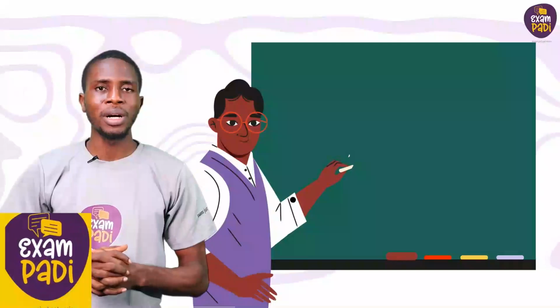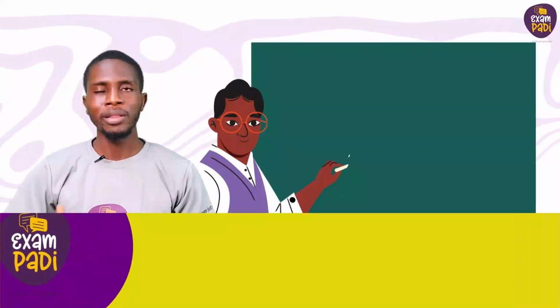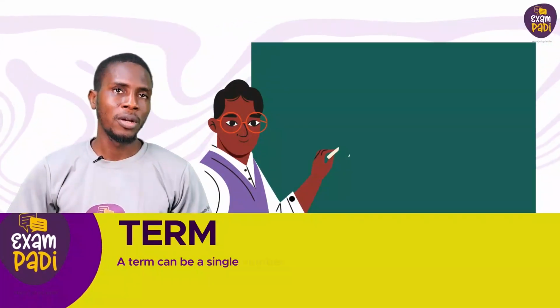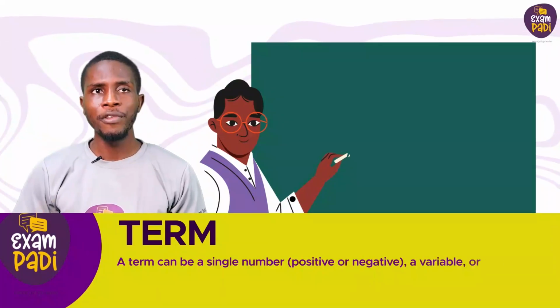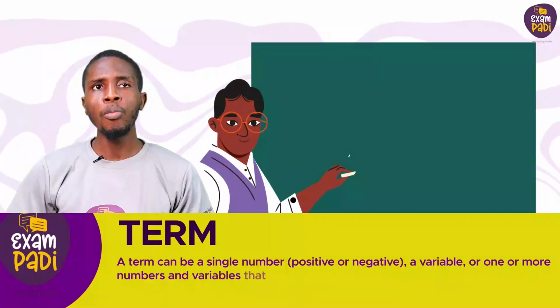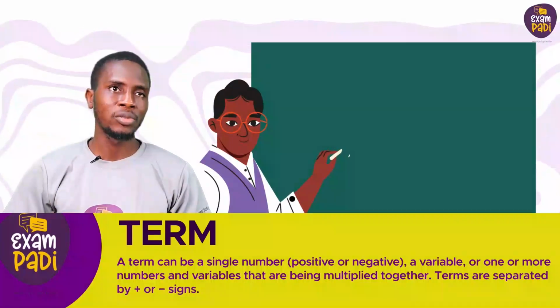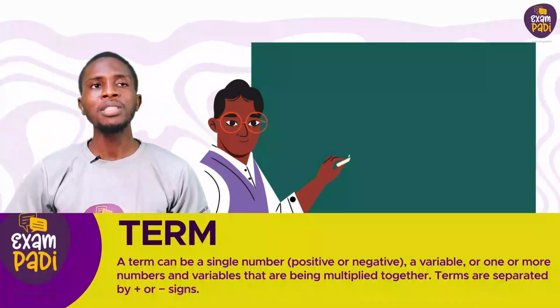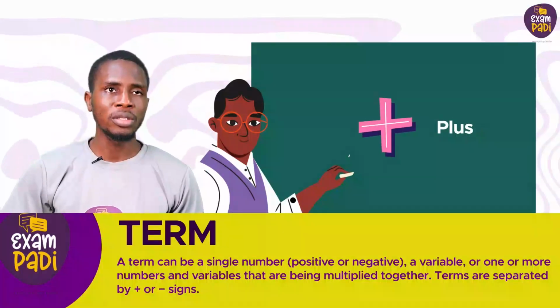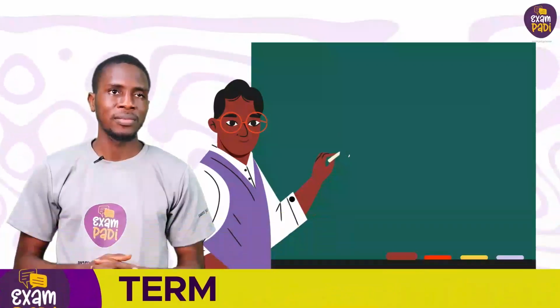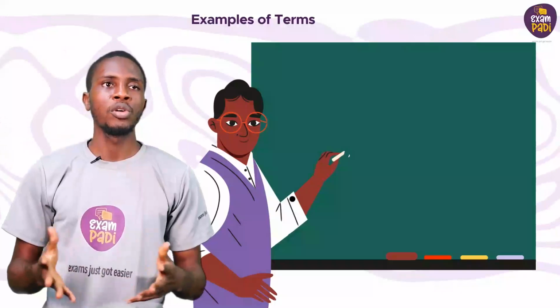What do you understand by the word term? A term can be a single number, positive or negative, a variable, or one or more numbers and variables that are being multiplied together. Terms are separated by plus or minus signs. Here are some examples of terms.